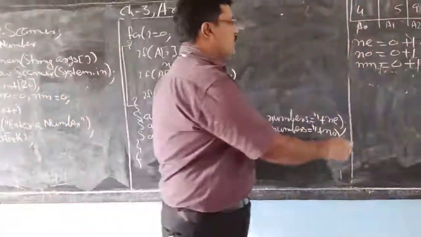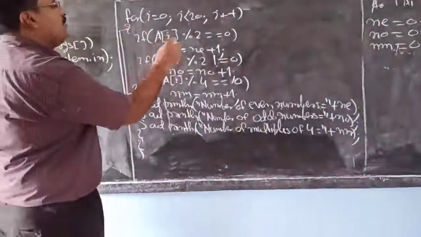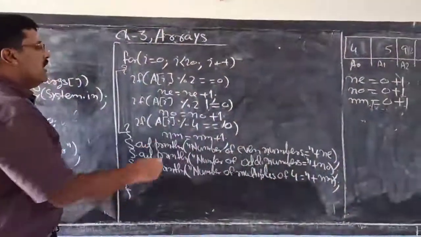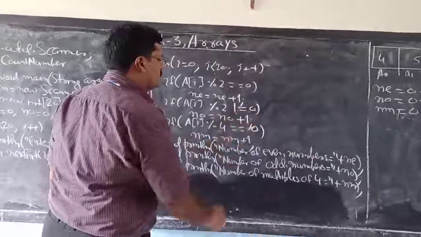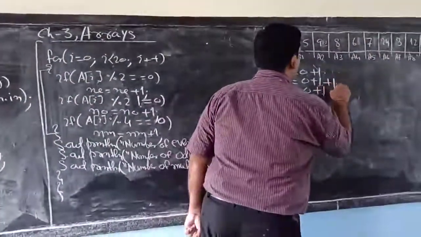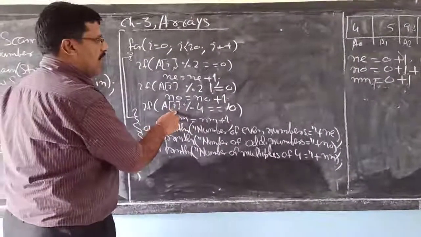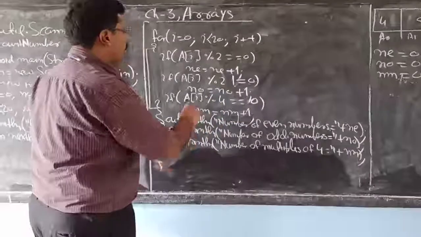A2 plus what is there? 9 is there. If 9 modulus 2 equal to 0? No. If 9 modulus 2 is not equal to 0? Yes. So no equal to no plus 1. Again go. Now check if 9 modulus 4 equal to 0? No. Go for the next time.